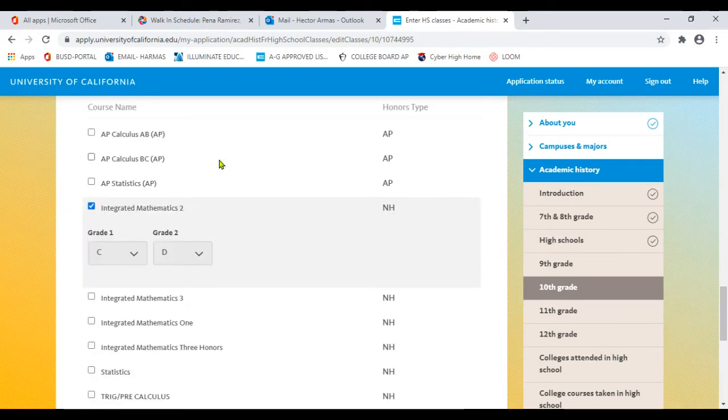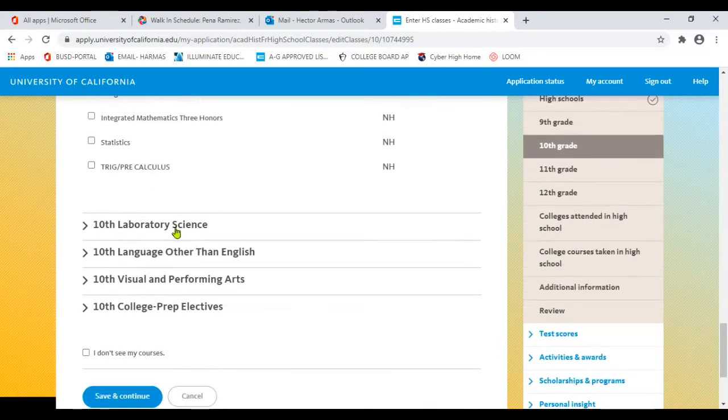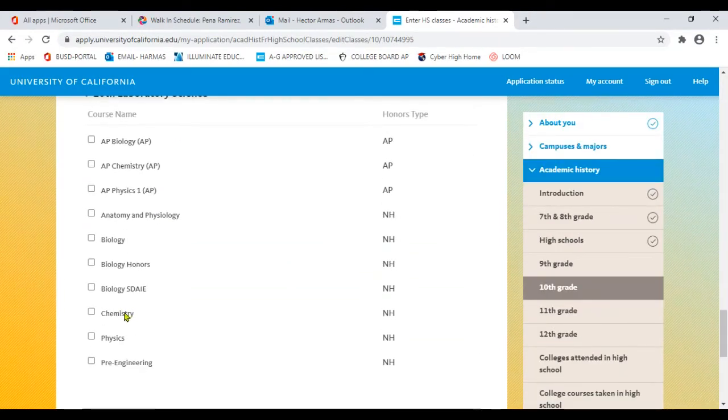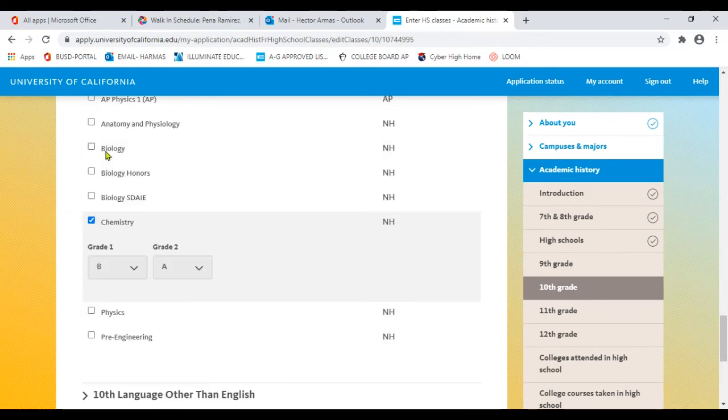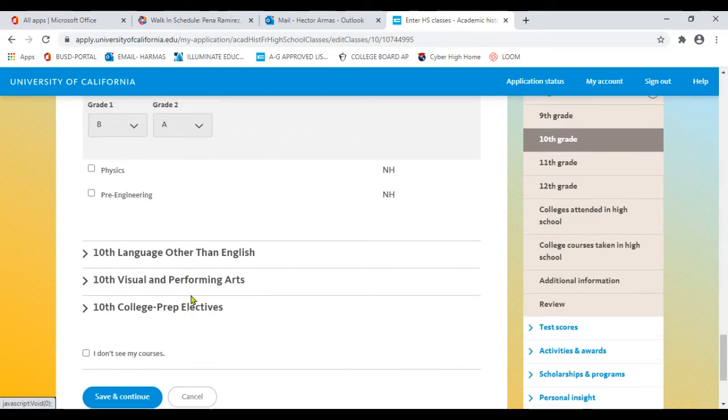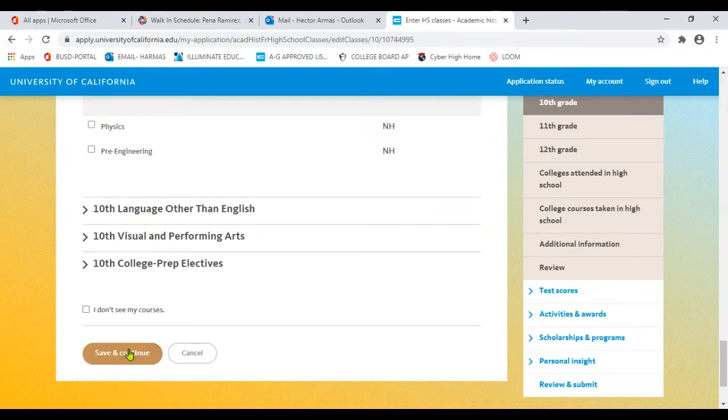Okay, mathematics, I got a C and a D. Lab science, now I took chemistry and I got a B and I got an A. Wow. Okay, I didn't take any of these college prep electives. So let's assume that this is all I took. All right, I'm gonna save and continue.